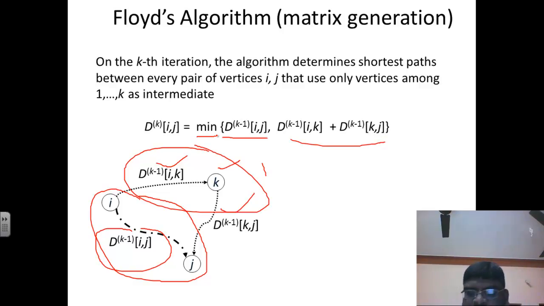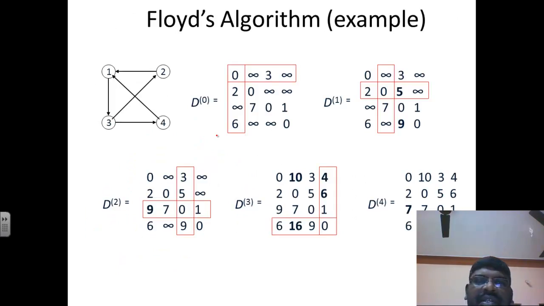Let us consider an example, we will understand better. If you are confused by the previous slide, let us see it once more. 1 2 3 4, 1 2 3 4. 1 to 1 is 0, 2 to 2 is 0, 3 to 3 is 0, 4 to 4 is 0. Then 1 to 2 there is no edge, infinity. 1 to 3 there is an edge. Actually the values are missing here, the value is 3.